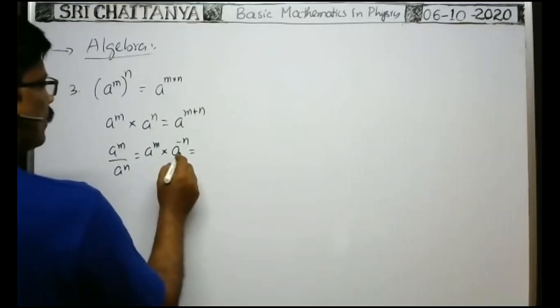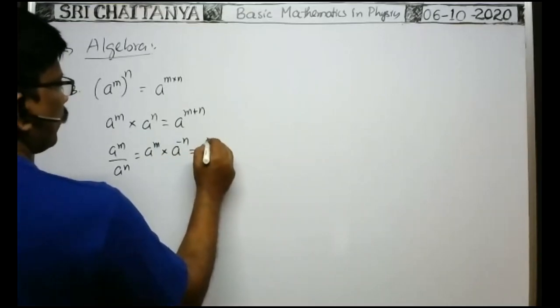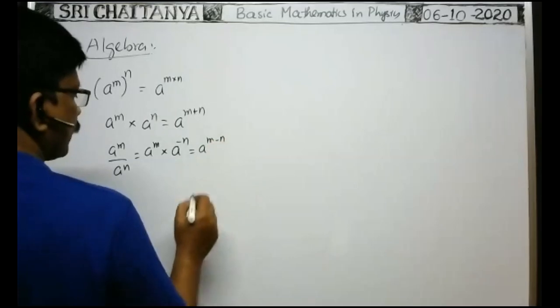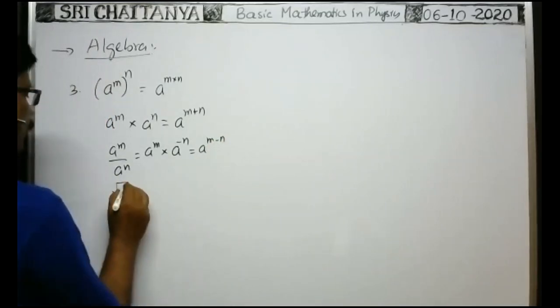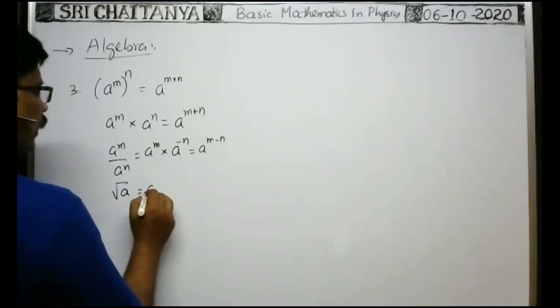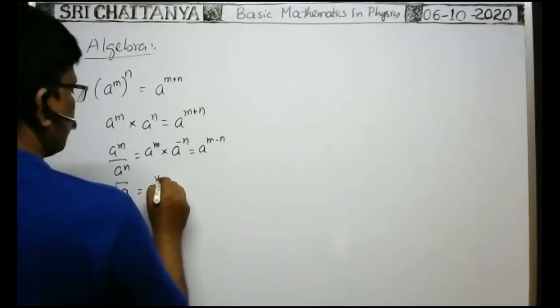As the bases are equal, powers can be added. A to the power of m plus minus n, that means m minus n. We can write like this. Okay, similarly, root a is there. Root a, that means we can write a to the power of 1 by 2.